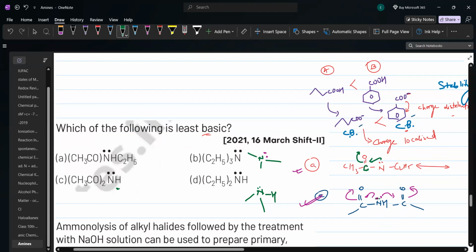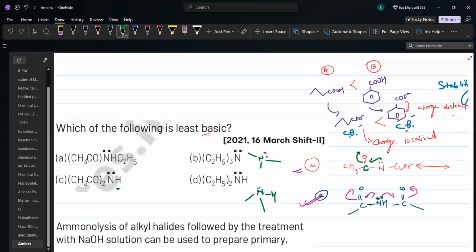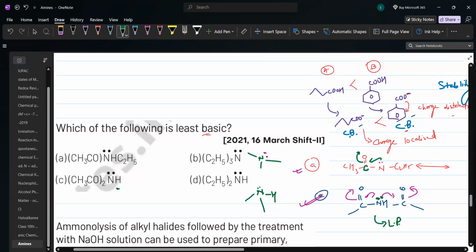So without making its conjugate acid, we can directly comment on the least basic one. In option C, we have seen that these lone pairs are very much delocalized. They are heavily involved in the resonance. So the lone pair is not available here. That is why this is the least basic one. Basicity has been decreased because of resonance.